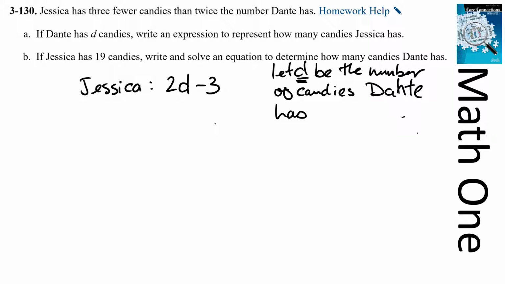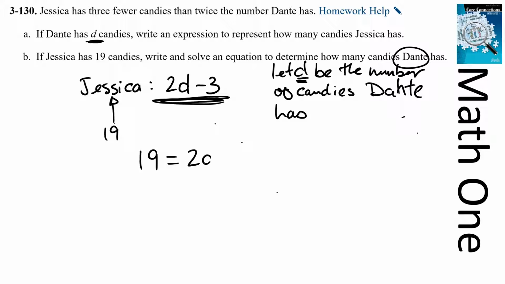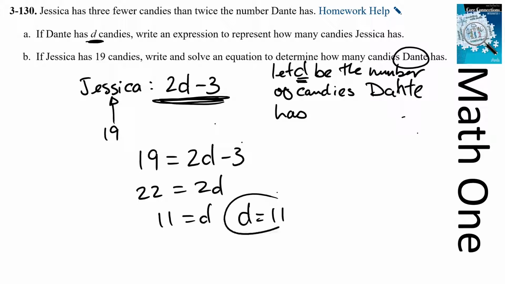So that's an expression that tracks how many candies she has. Oh, look, I should read this. It says if Dante has D candies, write an expression to represent how many candies Jessica has. So that's exactly 3 less than twice what he has. The next thing says if Jessica has 19 candies, write and solve an equation to determine how many candies Dante has. So if she has 19 candies, we're looking for these two quantities to be equal to each other. Jessica has 19, and Jessica also has 3 less than twice what Dante has. So we'll add 3 to both sides: 19, 20, 21, 22. So 22 is 2D, and then finally we'll divide both sides by 2, and we get that Dante has 11 candies.